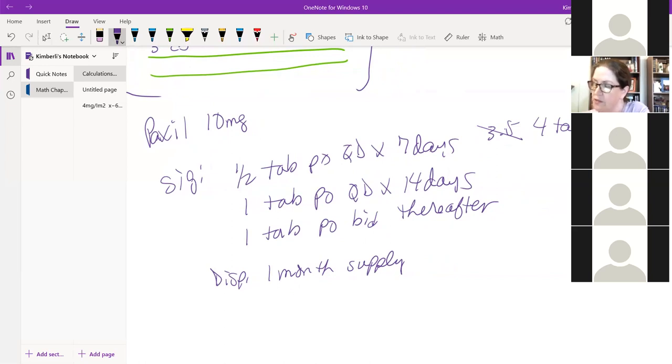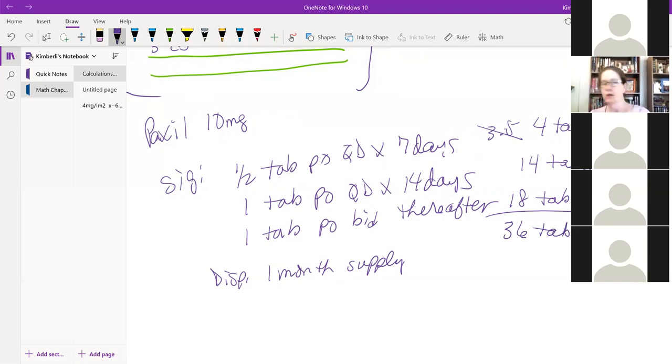So how many tablets is that going to be? 14. And then 1 tablet twice a day thereafter. So for a 1 month supply, we're looking at 7 plus 14 is 21 days. So we have 9 days, twice a day, 18. Okay. So yeah, that would be 9 more days, which would be 18 tablets. So that would give you a 30-day supply there. So 14 plus 4 is 18, 18 and 18 is 36 tablets.